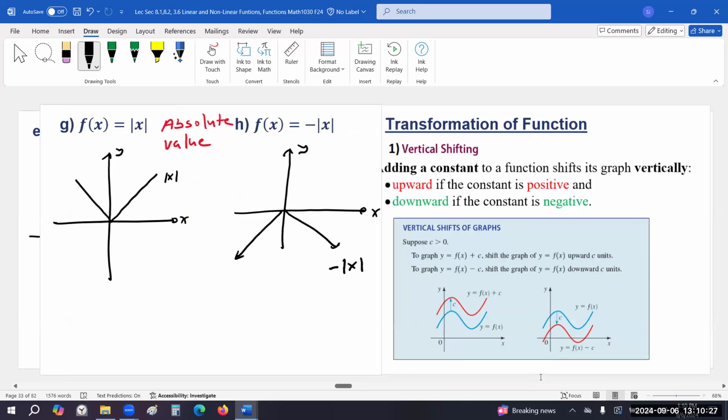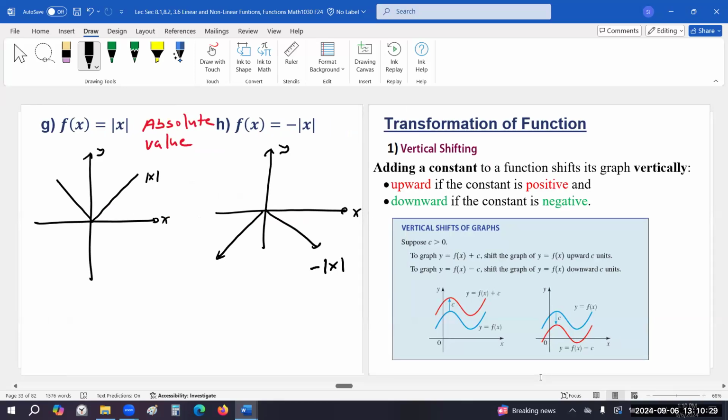Then the second type of transformation is called vertical shift. Vertical means either moving up or moving down. So we get the vertical shifting when we see the original function and then some number extra. So if you have a number extra after the original function, that is vertical shifting. If that number is a plus number, you're shifting your graph upward. If that number is a negative, you're shifting it downward.